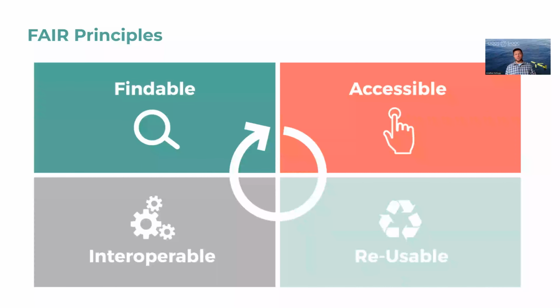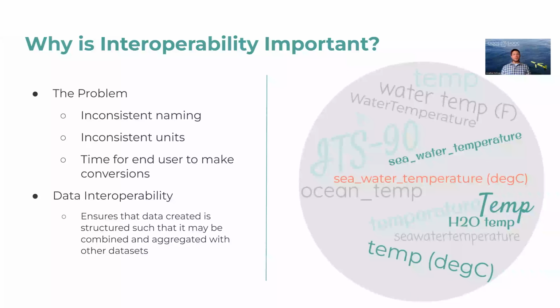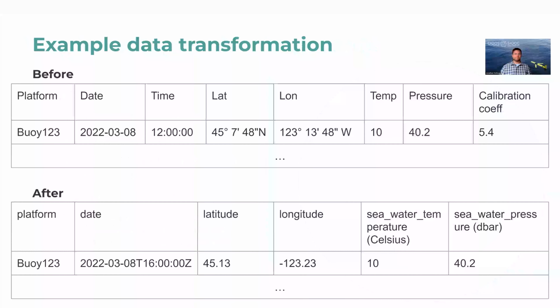All CIOOS data are striving to be findable, accessible, interoperable, and reusable. Interoperability is a key one because it ends up saving the end user an awful lot of time. Interoperability means solving those problems of inconsistent naming, inconsistent units, things that would end up being a headache for the end user to compare apples to apples and oranges to oranges when looking at their data.